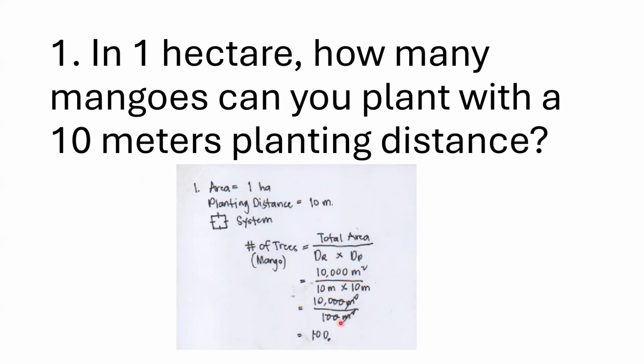10,000 square meters divided by 100 square meters. Cancel like terms. Alisin yung magkaparehas sa numerator and denominator. Naalis si square meters. Naalis yung dalawang zero. Ang natira is 100 over 1. So 100 divided by 1 is 100. So the number of mango trees that you can plant in 1 hectare using a planting distance of 10 meters is 100.